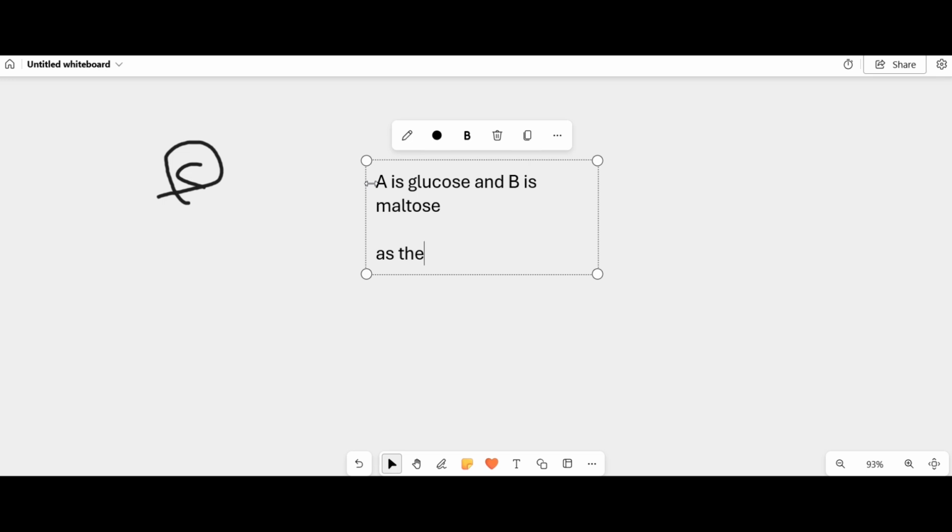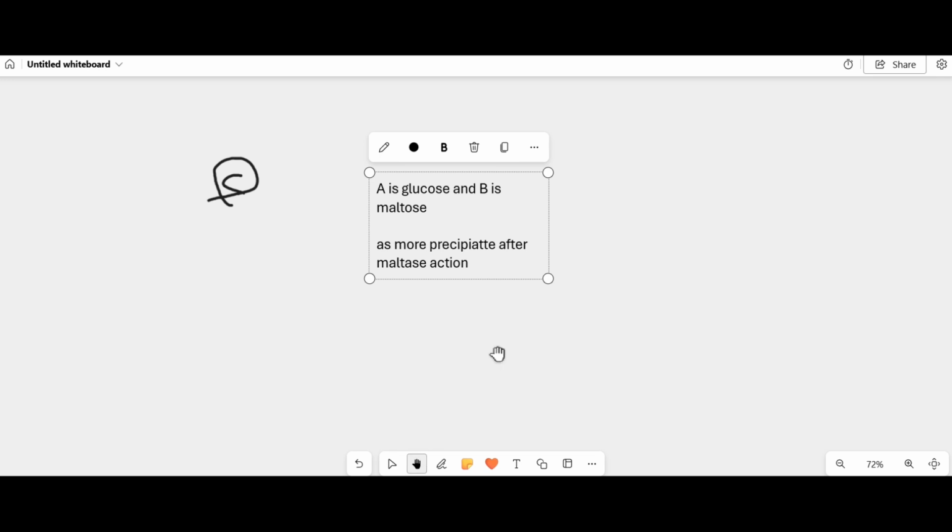as more precipitate formed after maltase action. You can just speak like that. Talk about maltase action. Whenever there's an enzyme, just state the enzyme's name and put action after it. Alright, calm. Question D.